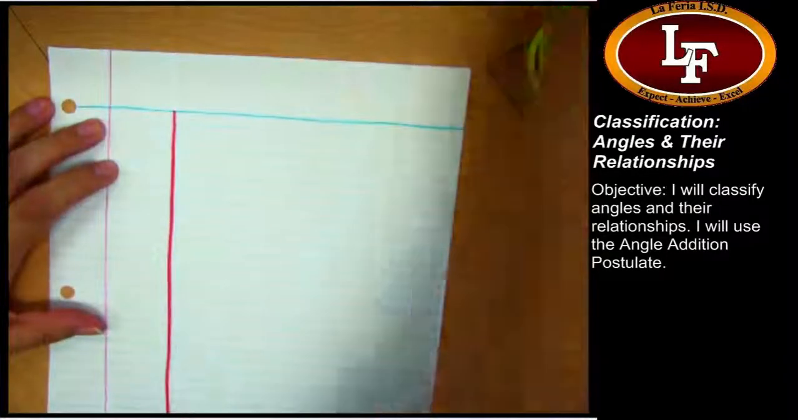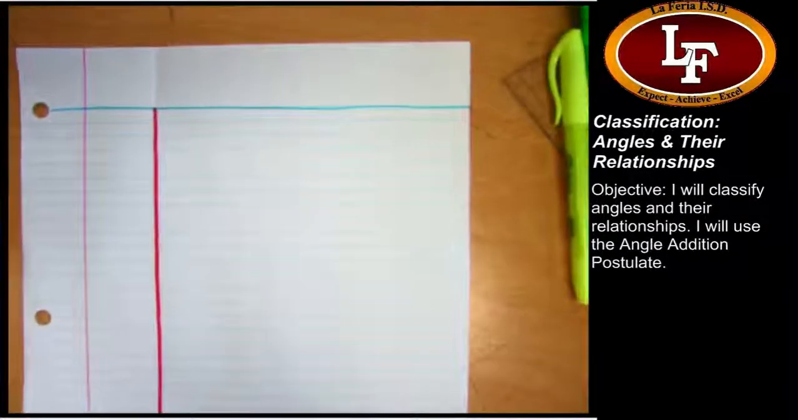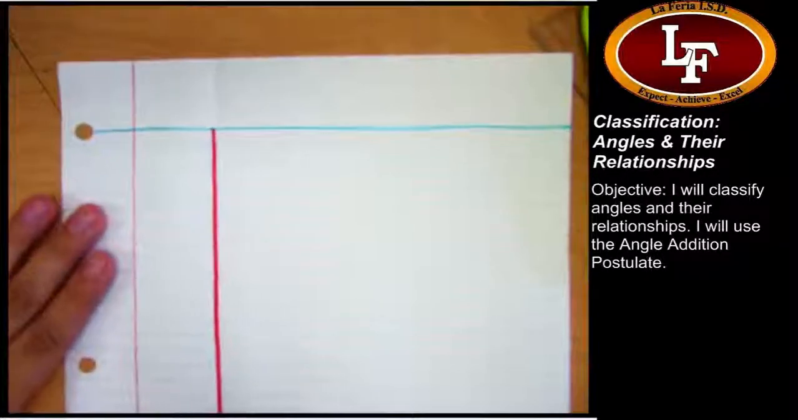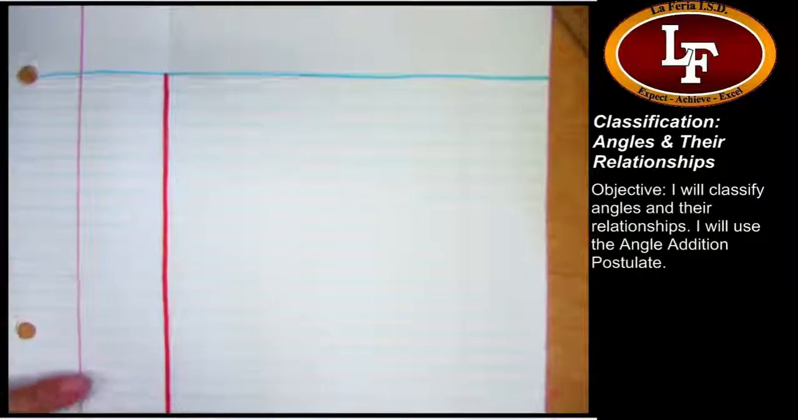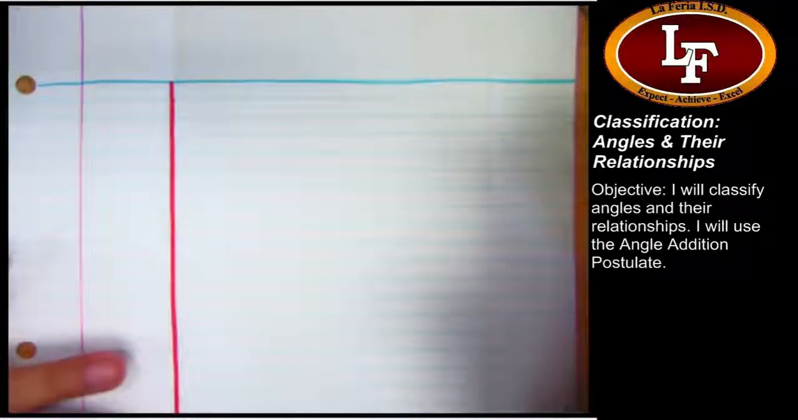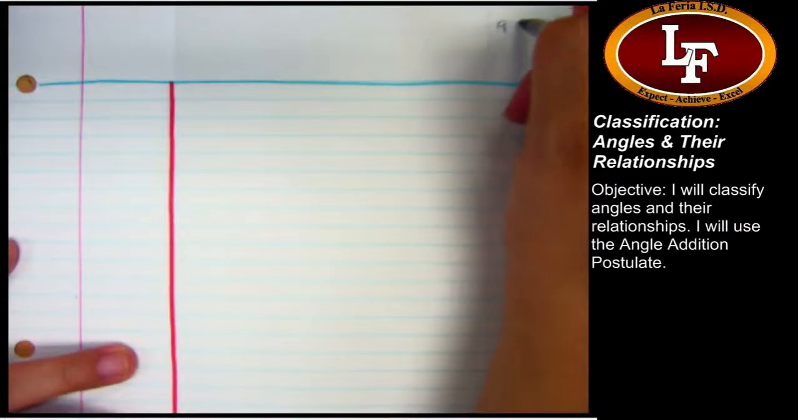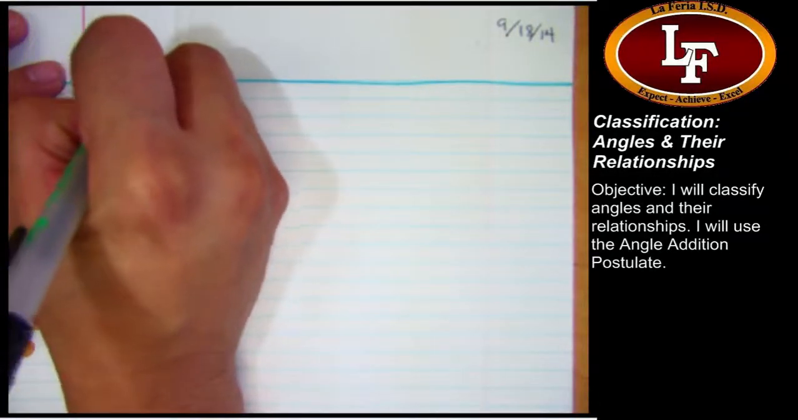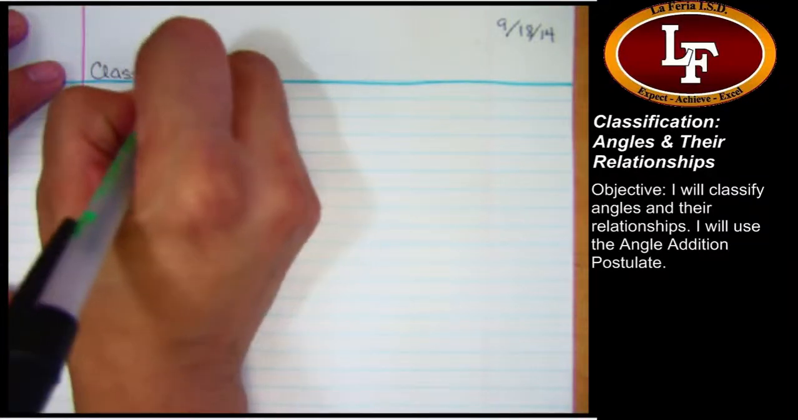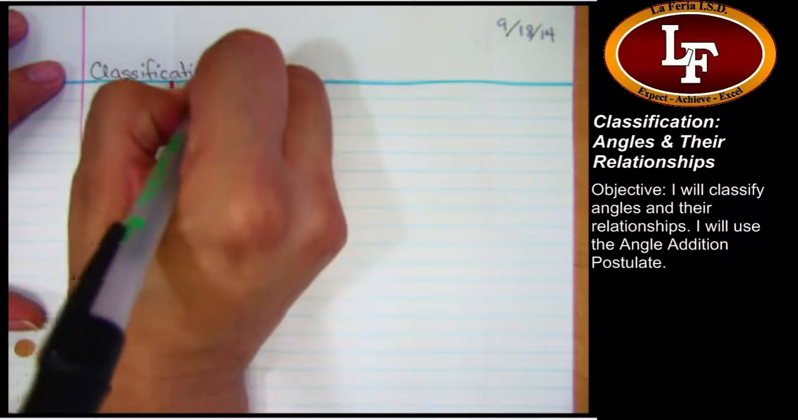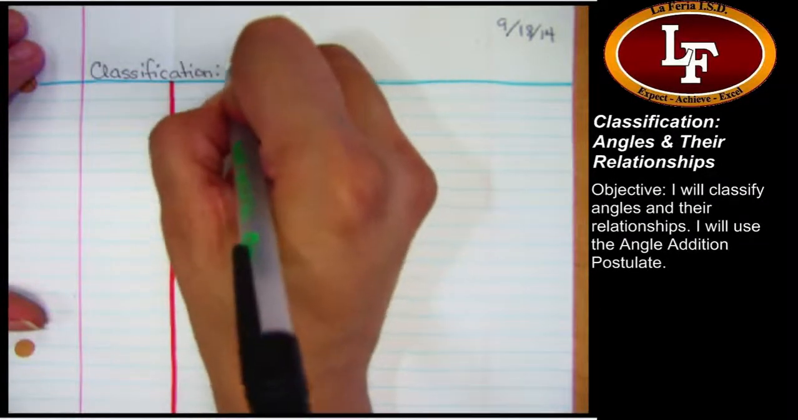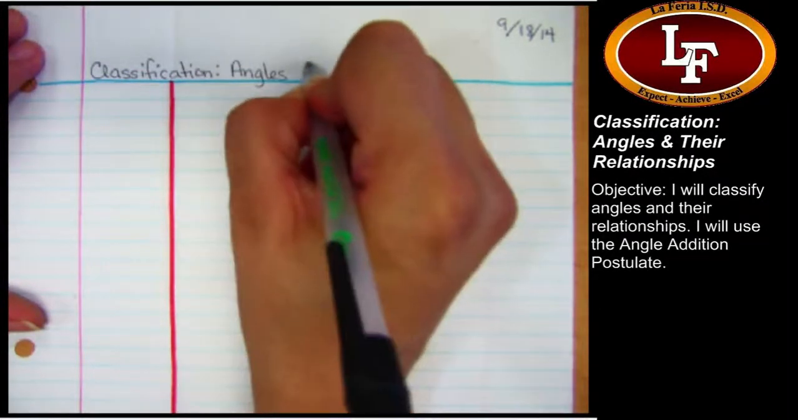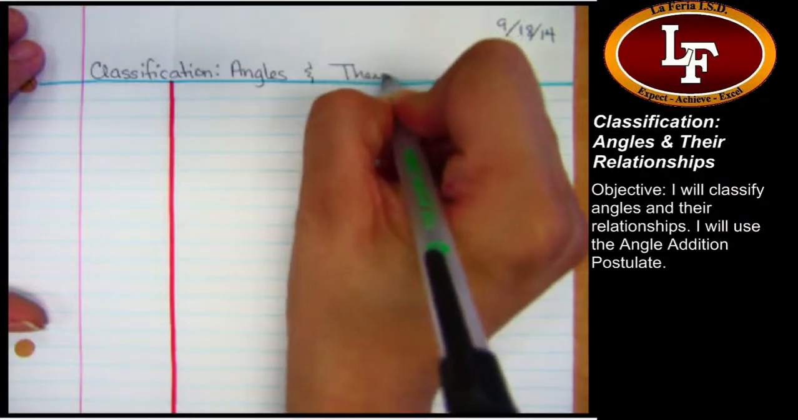All right, so we have our 2 sheets of paper we're going to use to take notes on. You saw the protractor and the pencil and all the wonderful colors of highlighters. That's what we're going to be using today. Let me zoom in here nice and tight and close on what I'm doing. Today is the 18th of September. Please date your notes so you can put them in the right order in your notebook. And the title of today's lesson is classification. We're going to be classifying angles and their relationships.